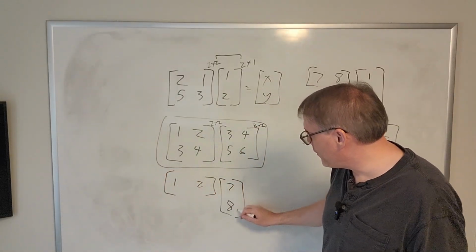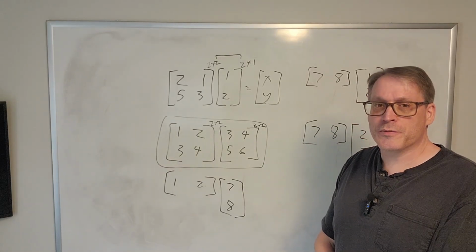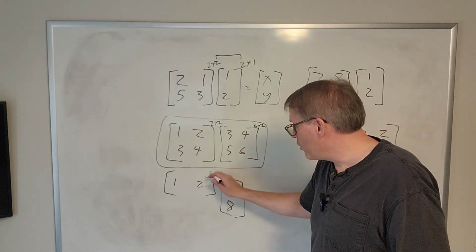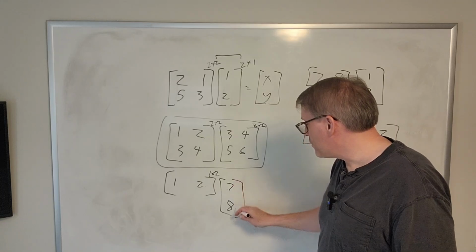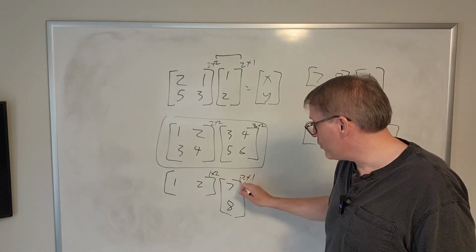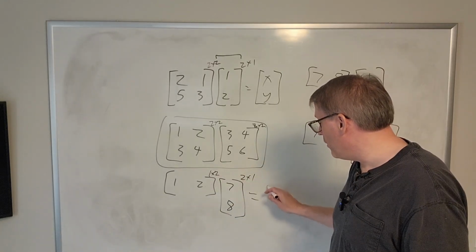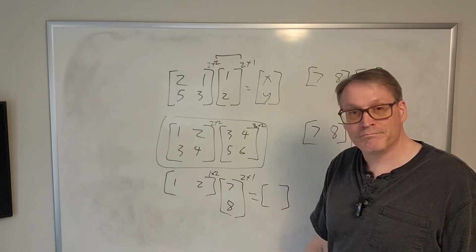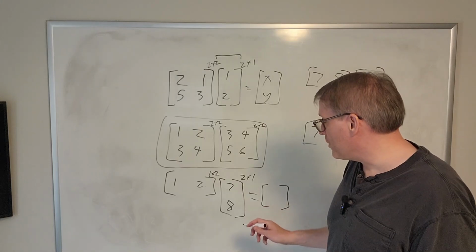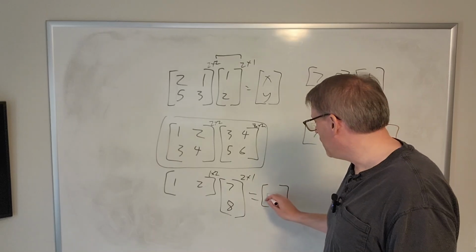How about this guy? This is 1, 2, and this is 7, 8. Can you multiply those together? And if so, what's the resulting dimension? Well, this is 1 row by 2 columns, and this is 2 rows by 1 column. Yes, you can. The inside numbers here, 2 and 2, equal each other. This is the same number of columns as this is rows. And what will you end up with? You'll end up with a 1 by 1. In other words, just a single number. That single number will be 1 times 7 plus 2 times 8, which is 7 plus 16, which is, what is 7 plus 16? 23? I think it's 23.